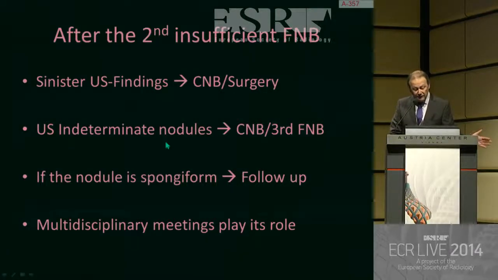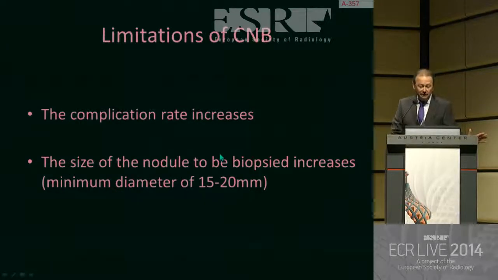If the nodule is indeterminate, we could do core needle biopsy or probably a third FNB. If the nodule is spongiform, follow-up, and probably if it is really spongiform, just nothing. And always the multidisciplinary meeting plays its role. There are limitations inherent to core needle biopsy because the complication rate increases as the size of the nodule to be biopsied decreases, in expert hands with a minimum diameter of 15 to 20 millimeters.